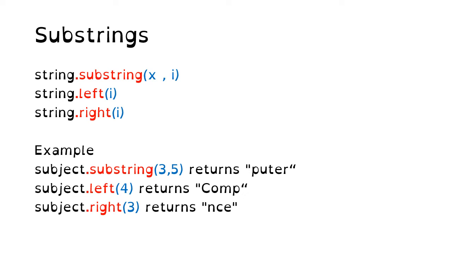Let's say we use the word computer and we use the parameters 3, 5. We'll count from the third letter onwards and we'll count the first 5 letters. In this example, we'll have "puter" be given out.